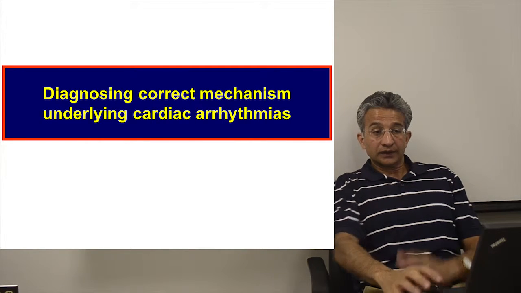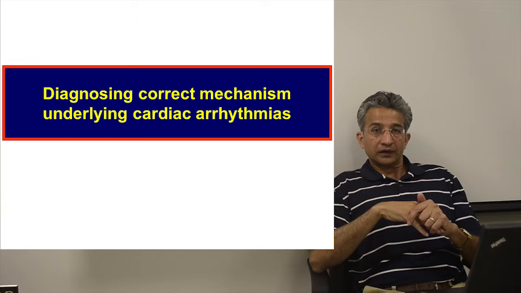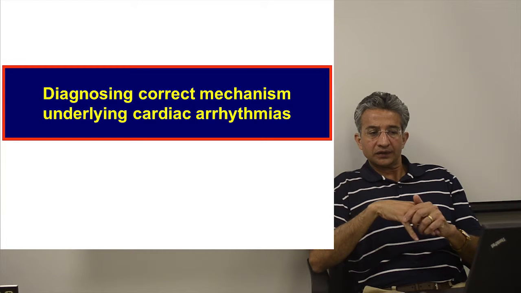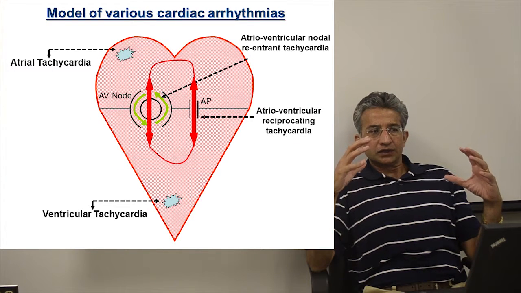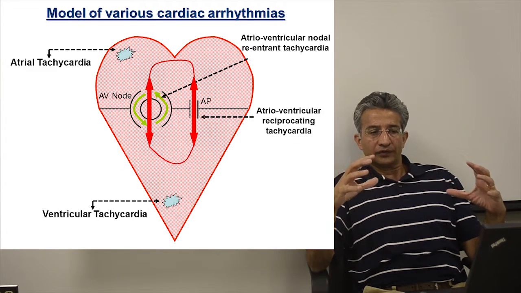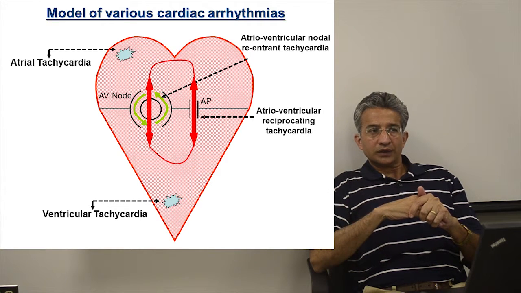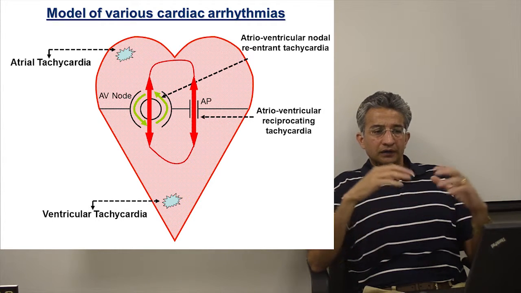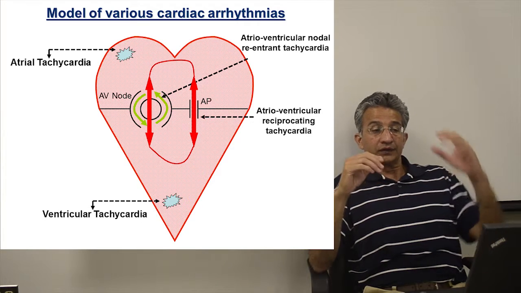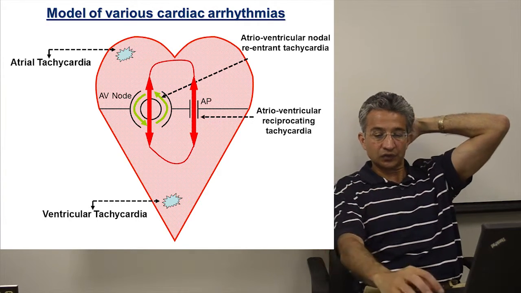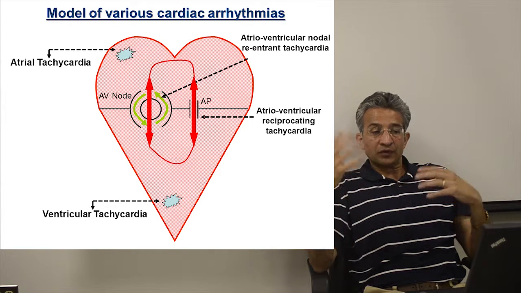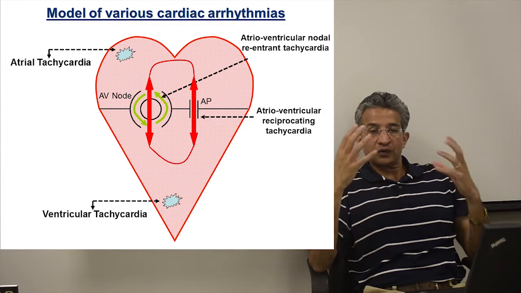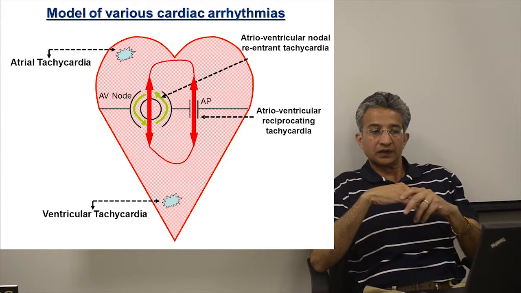So now moving on to the next scenario where the model can be helpful, and that is for diagnosing the correct mechanisms of underlying heart rhythm disorders. This is just a very broad overview of what the heart model could be and the scenarios in which the different cardiac arrhythmias happen. Broadly, these are arrhythmias that are generated in the upper chamber or the atrium, and that's where the focus is. It has nothing to do with the rest of the heart.